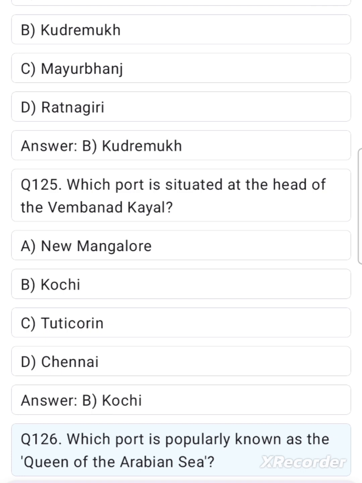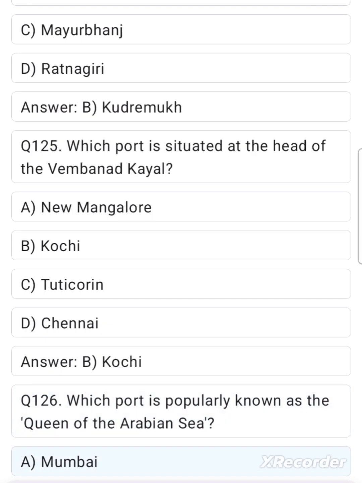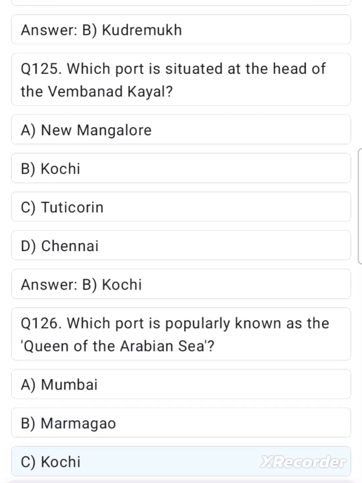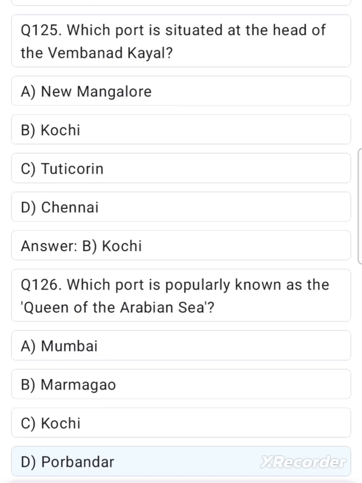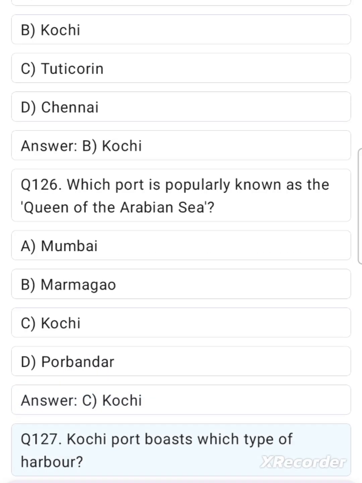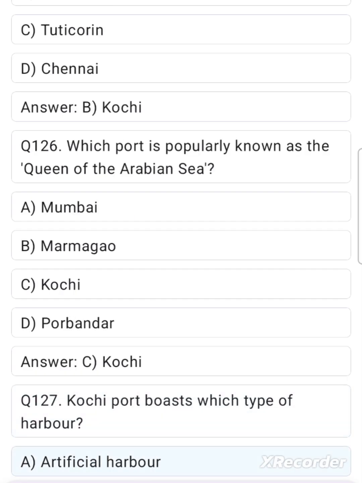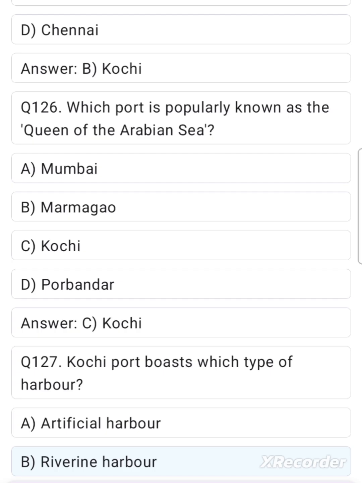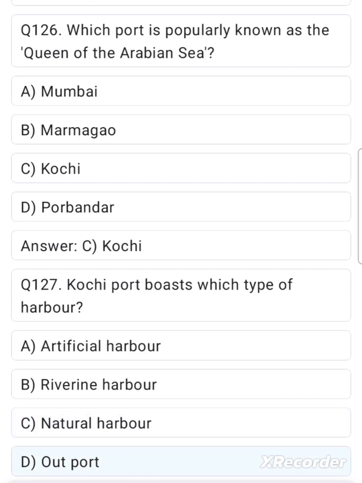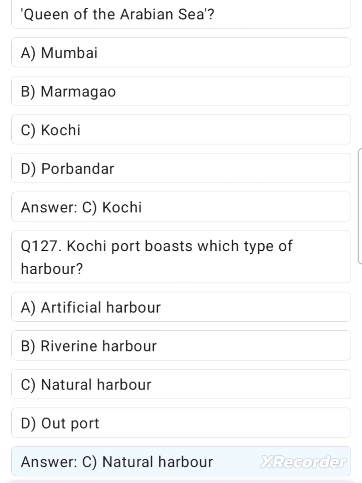Q126. Which port is popularly known as the Queen of the Arabian Sea? A. Mumbai. B. Marmagao. C. Kochi. D. Porbandar. Answer C. Kochi. Q127. Kochi port boasts which type of harbor? A. Artificial harbor. B. Riverine harbor. C. Natural harbor. D. Outport. Answer C. Natural harbor.